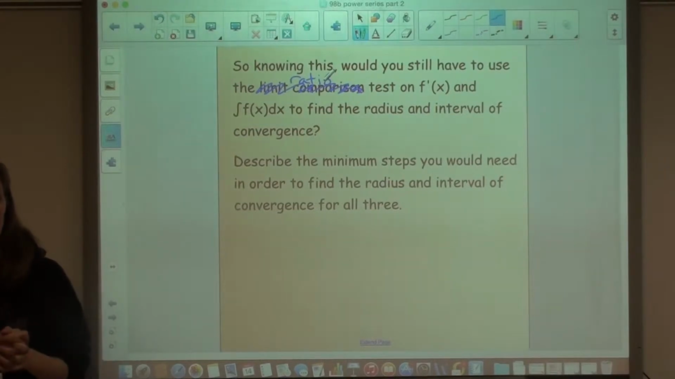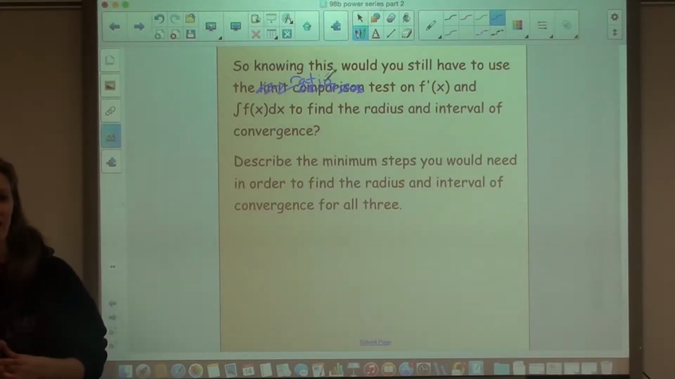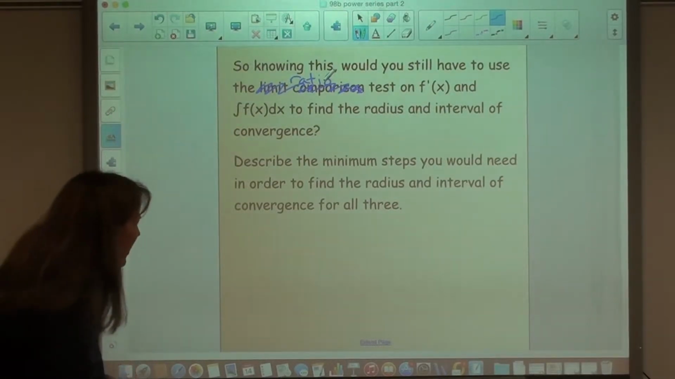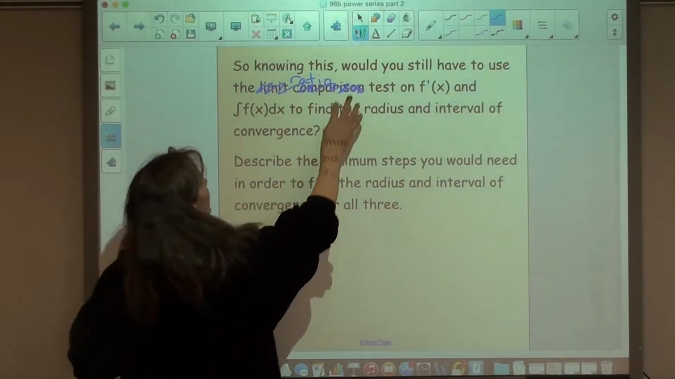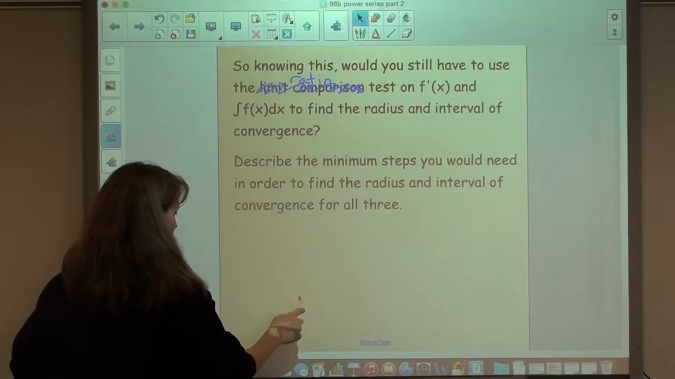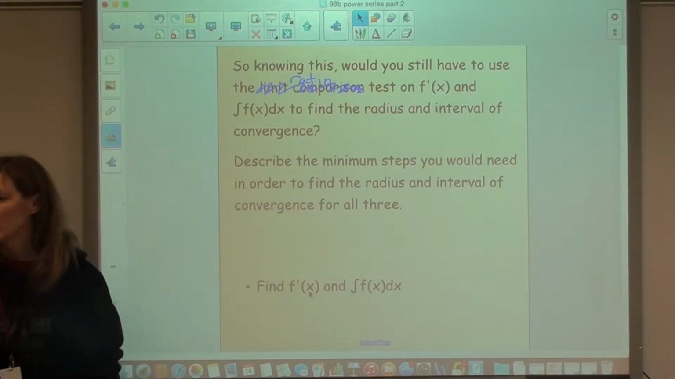Minimum steps. Just tell me anything you have. You would need to find the integral and the derivative. You would have to find f, f prime, and the integral of f. That is exactly right. You have to find f prime and the integral of f, right?